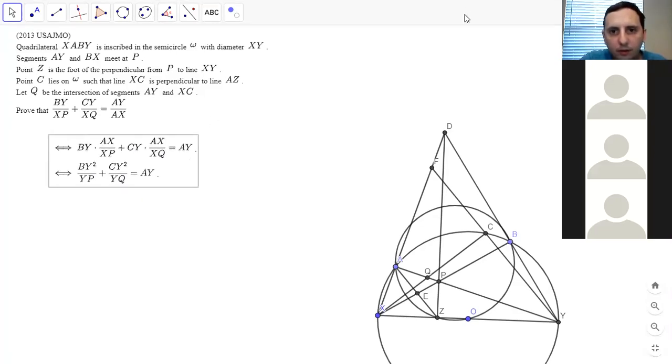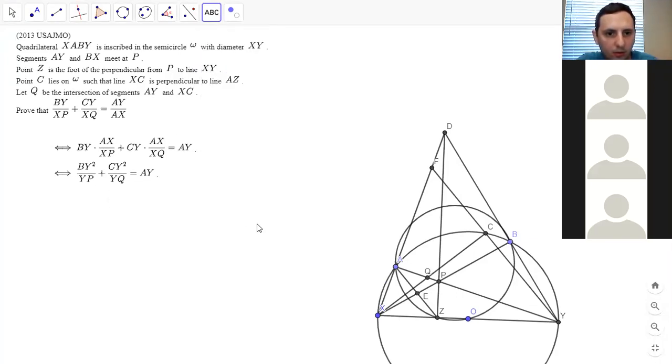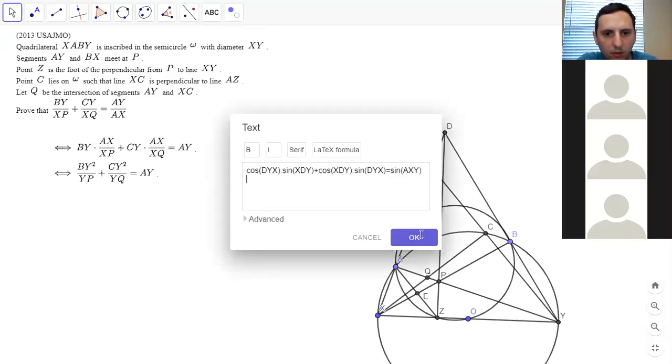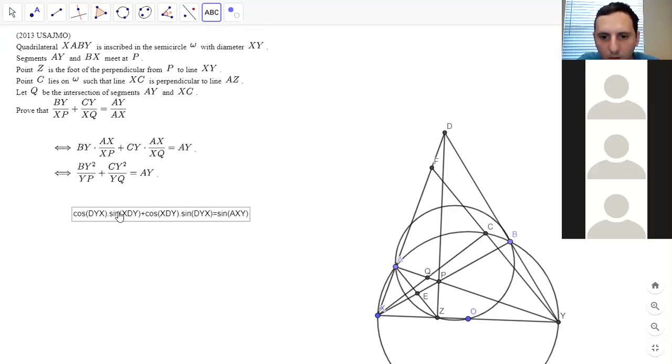All right, let's check the chat. So I'm going to type it out. The first line, you divide both by xy and you will have this expression.